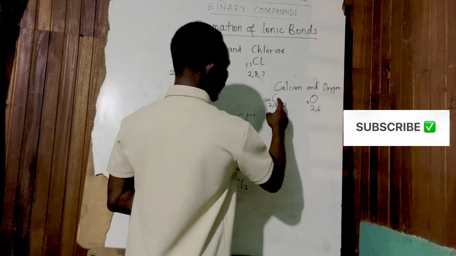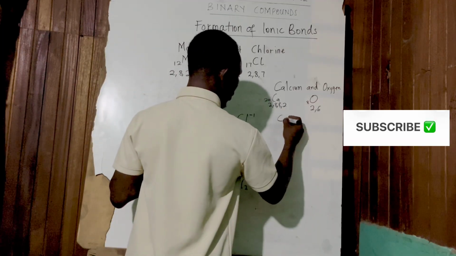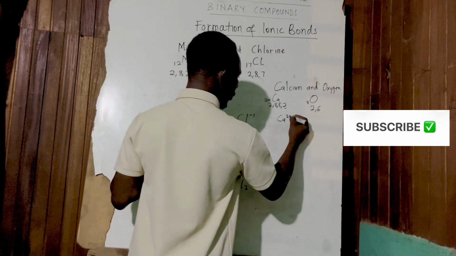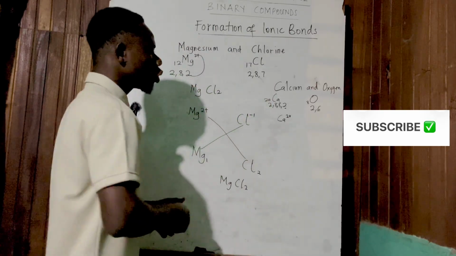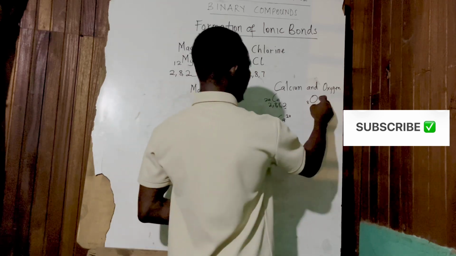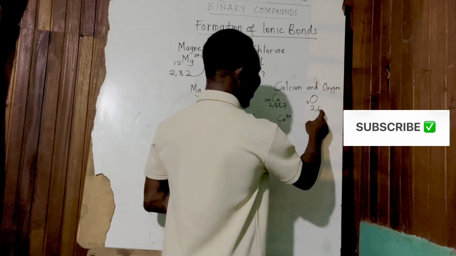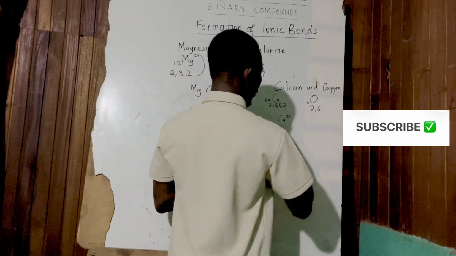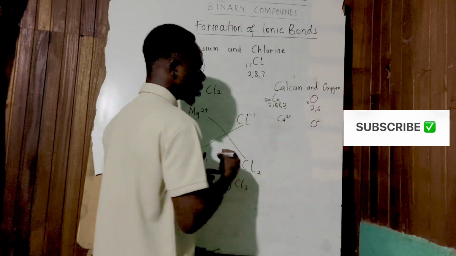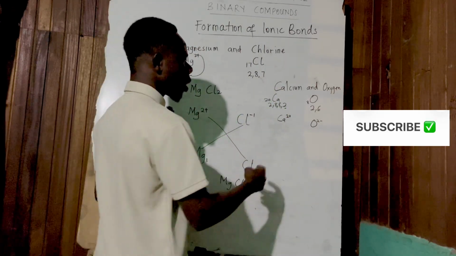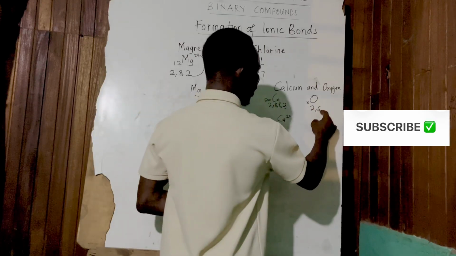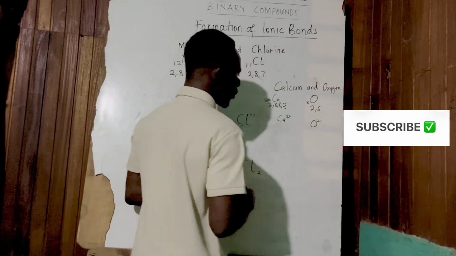Now look at this. Calcium is going to donate how many? 2 plus. Calcium is going to donate 2. So when you donate the 2, you become positive. Oxygen here is going to accept how many? 2. So O2 minus like this. So oxygen is going to accept 2. So it means oxygen needs 2 to be stable.